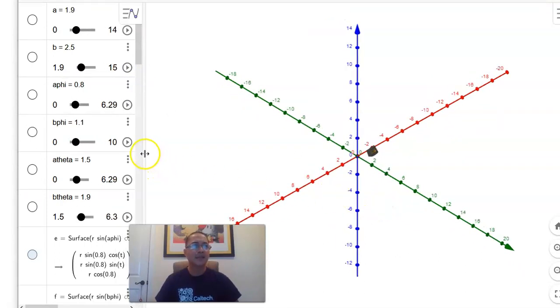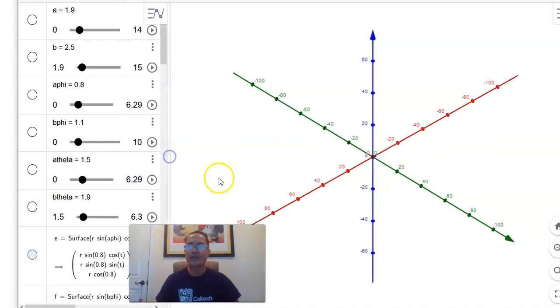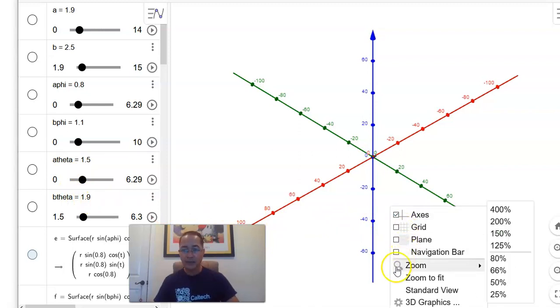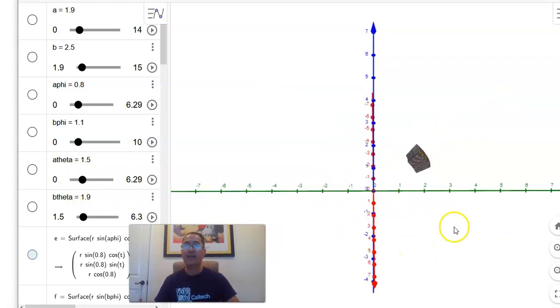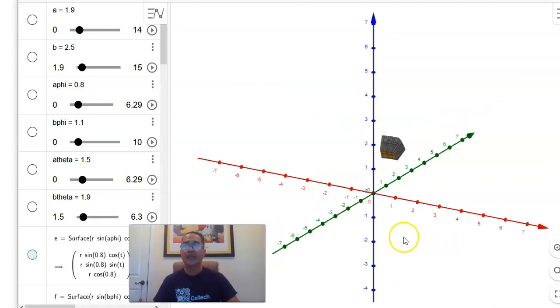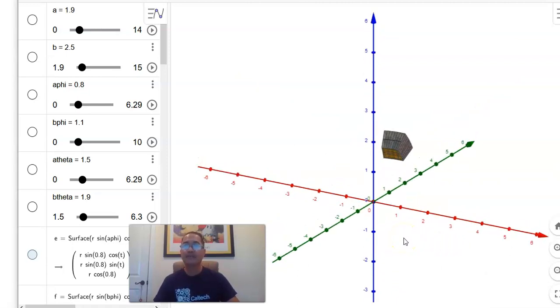I hate it when it does that. You expand this box and suddenly your diagram shrinks to nothing. Don't worry, we're going to bring it back. So these are sliders, okay? These are basically your rho i minus 1 and rho i, phi j minus 1, phi j, theta k minus 1, theta k. I just gave them more regular names, I guess. Where did it go? I just do standard view, and there we go. We can see it once again, and we can zoom in.